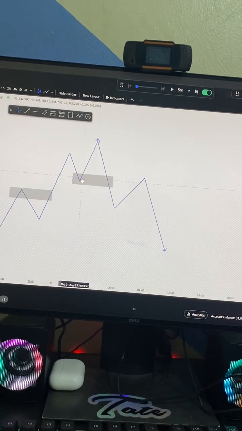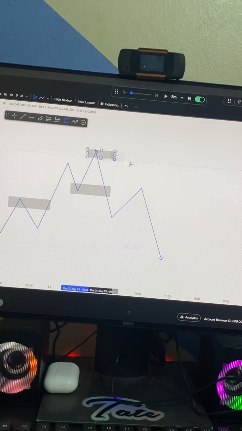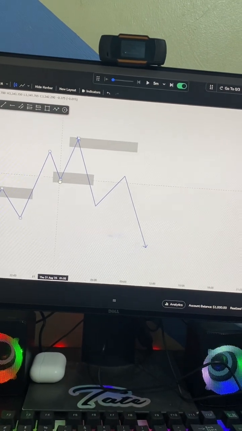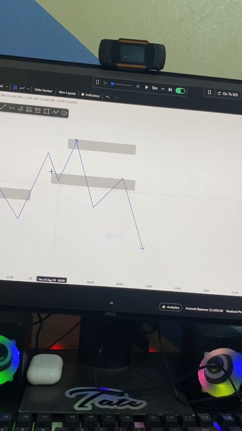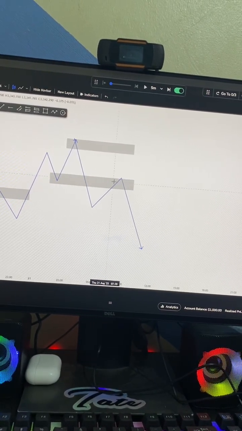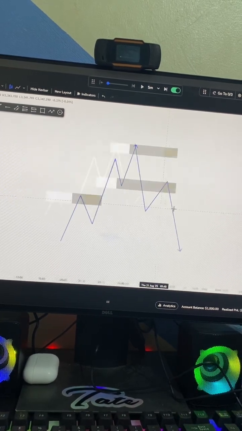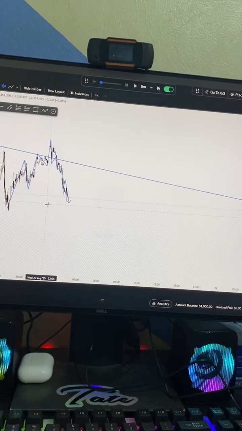But then here, instead of it breaking structure at this level, instead of it coming back and breaking structure of this level, it failed to do that. It went and changed character. So now this is a downtrend. It changed character over here, then made a retracement, and now it's on a descending channel. Then this is a break of structure. So that's basically what the market did over here.